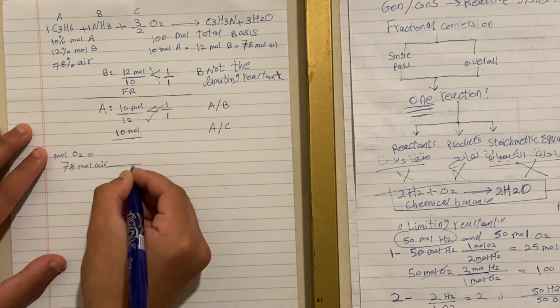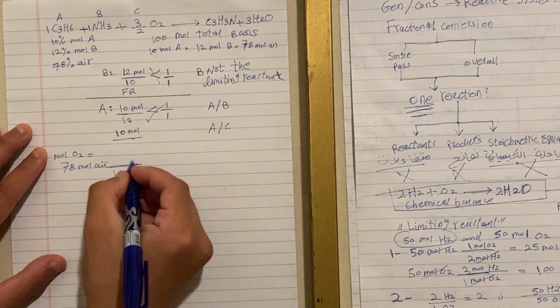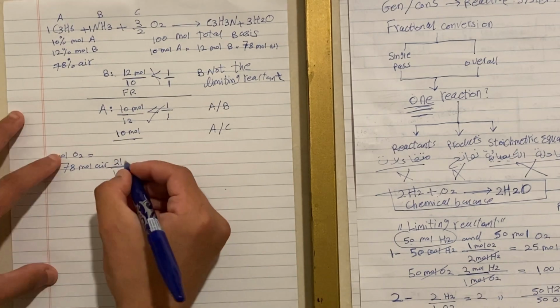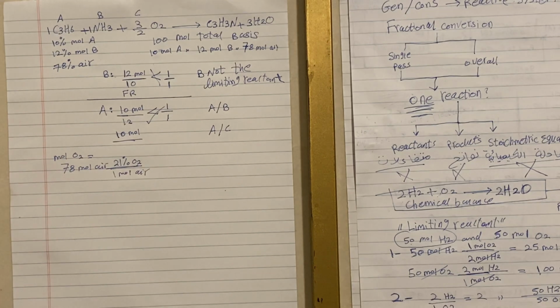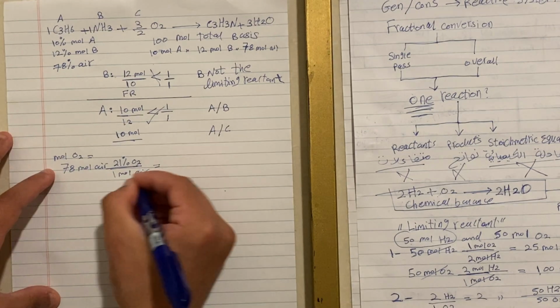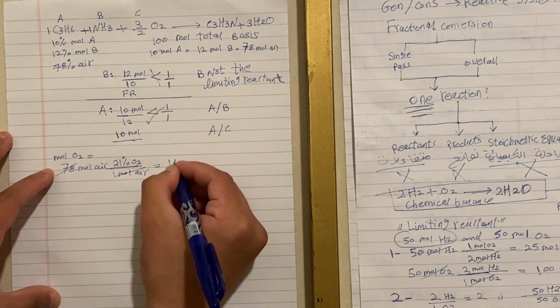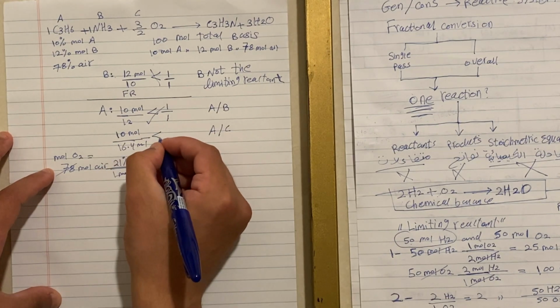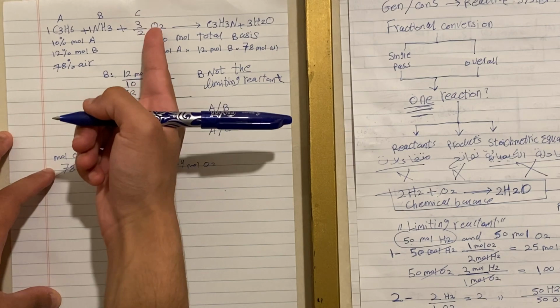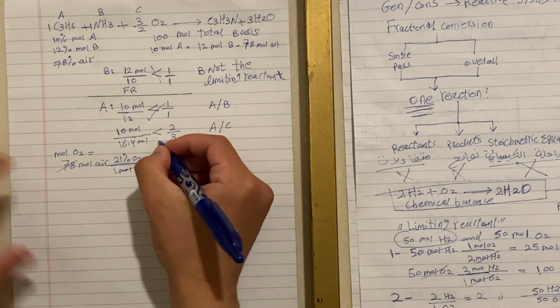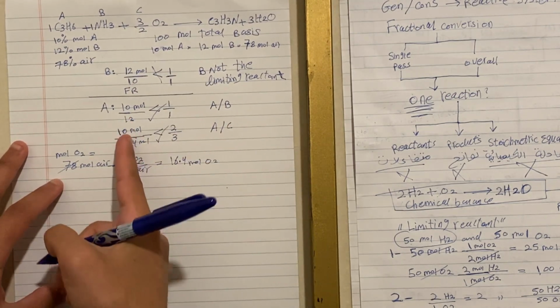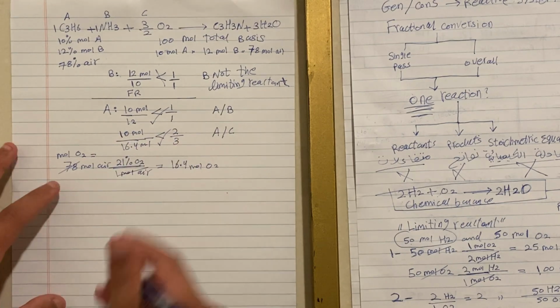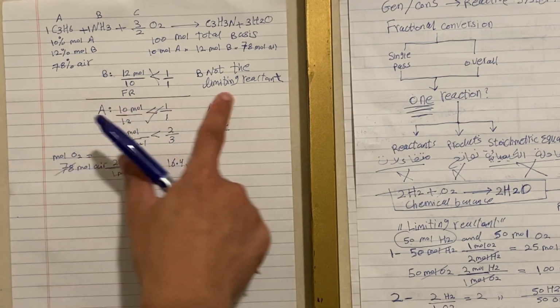And you should know, my friend, that 1 mole of air is equivalent to 21% of O2, or 0.21 of O2. It's exactly the same. If you cancel this with this, you will end up having 16.4 mole of O2. Put that in the denominator, it has to be smaller than 1 over 3 over 2. It will be 2 over 3. This condition is actually true because this is approximately 0.6, while this one is 0.67. We made sure here that B is not the limiting reactant.